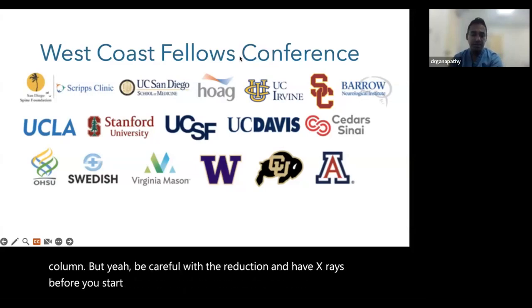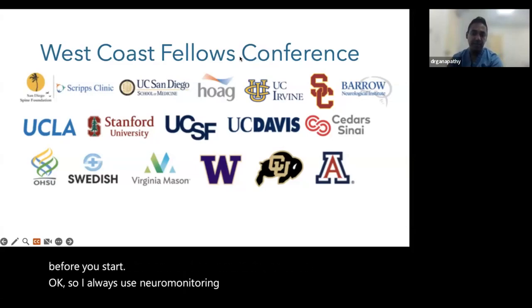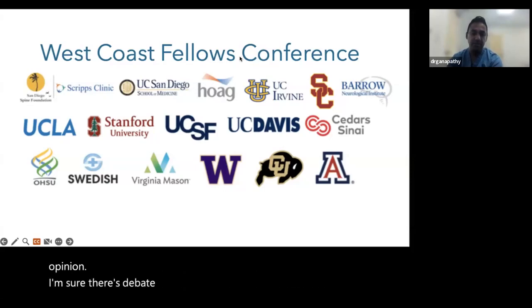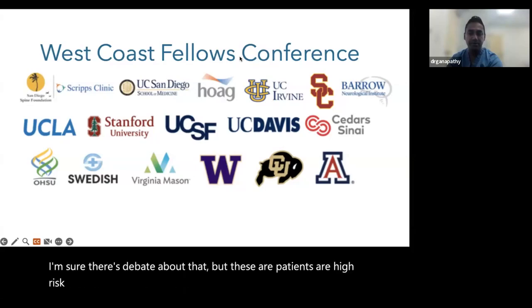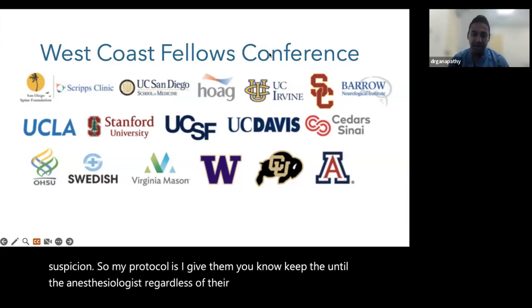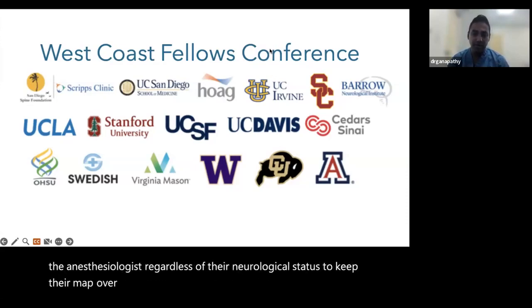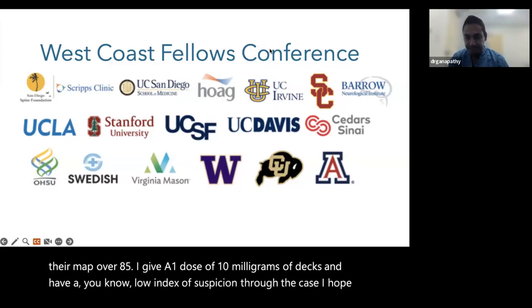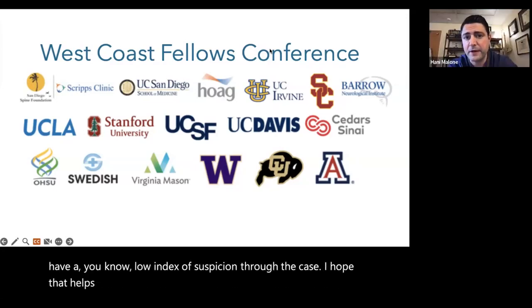And always use neuromonitoring. At least that will be my opinion. I'm sure there's debate about that, but these patients are at high risk for intraoperative neurological injury, so have a high suspicion. In my protocols, I tell the anesthesiologist, regardless of their neurological status, to keep their MAP over 85. I give one dose of 10 milligrams of Dex and have a low index of suspicion through the case. I hope that helps. And it looks like Venu has a question as well.